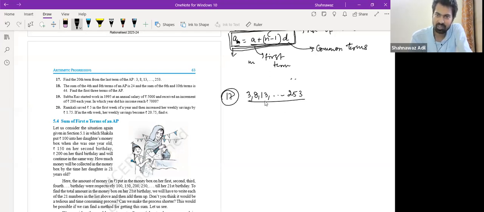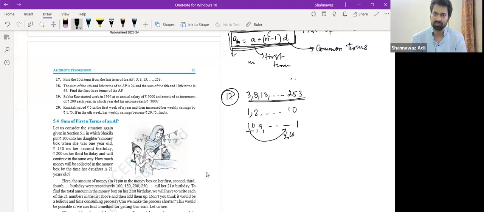So we have to write the progression from the last. Let's say if I am counting like this, 1, 2, 3, 4, up to 10, then I have to start the counting as 10, 9, down to 1. So this is the last term, and we have to calculate the 20th term from the last. Right. So if I count my progression from the last term, what would be my first term, Rizwan?